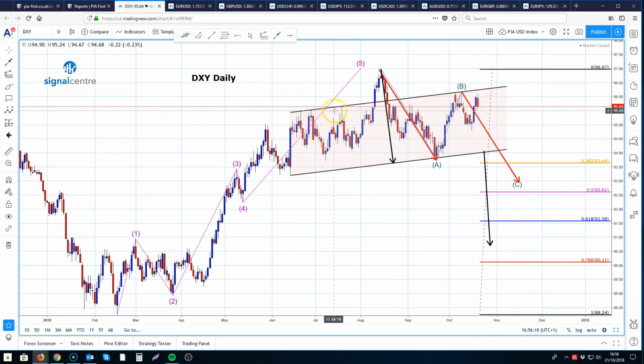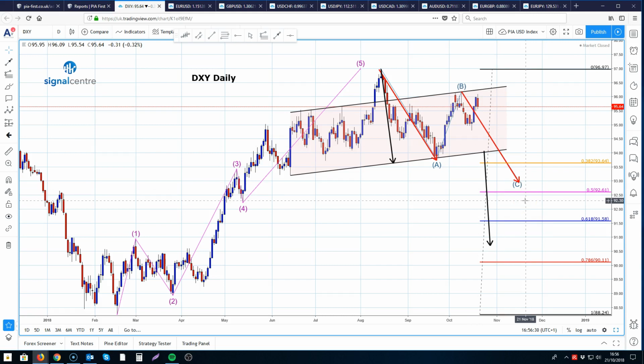If you actually look to the left hand side, this trend line held 3 times. We've now held twice. Maybe there's scope for another move higher, but I think the resistance level is pretty strong, and we're still looking for a move down in the dollar.